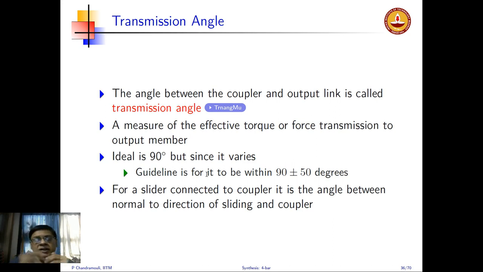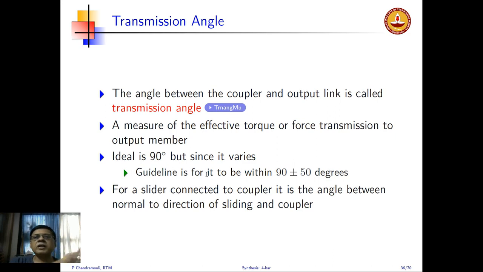So there are some guidelines which have been developed. We will not get into detail as to why it should be that particular number. The guideline is basically 90 plus or minus 50 degrees, which means we want the transmission angle to stay in a range of 40 to 140 degrees. Now if it goes well below that or well above that, then we need to redesign our crank rocker so that the angles stay within 40 to 140. So I leave it as an exercise.